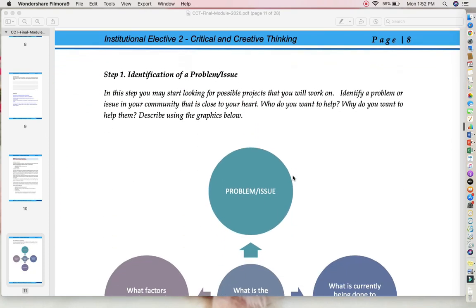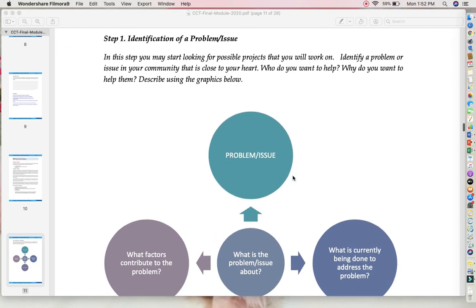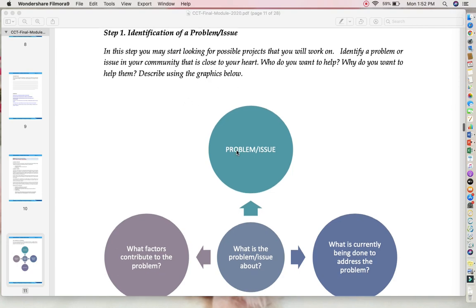So, in step 1, identification of a problem or issue. In this step, you may start looking for possible projects that you think you will work on. Identify a problem or issue in your community that is close to your heart. So, who do you want to help? That is the first question you need to answer. Why do you want to help them? That is the second. And then describe using the graphics below.